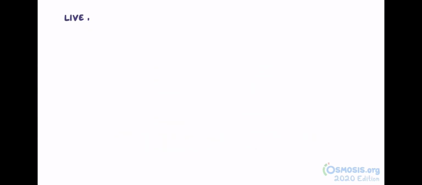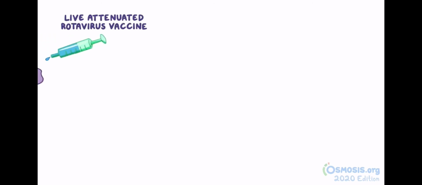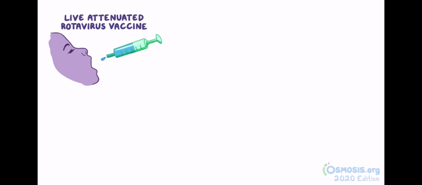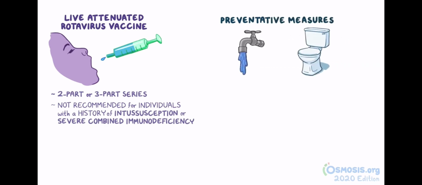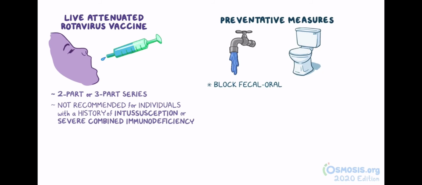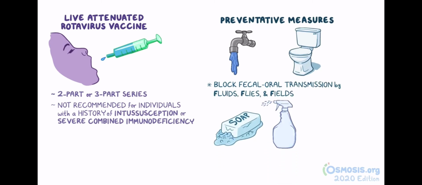On the bright side, there's a live attenuated rotavirus vaccine that's given orally, which is now part of routine childhood immunization in many countries. It's usually a 2-part or 3-part series of vaccines given to infants. It's not recommended for individuals with a history of intussusception or severe combined immunodeficiency. Other preventative measures include proper water and sanitation facilities, which block fecal-oral transmission by fluids, flies, and fields, 3 out of the 4 Fs. Hand washing with antiseptic soap and water, as well as sanitizing surfaces that would have come in contact with stool, can prevent transmission by fingers.